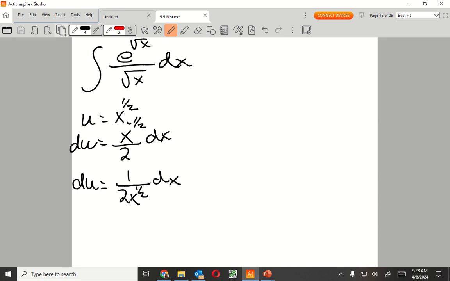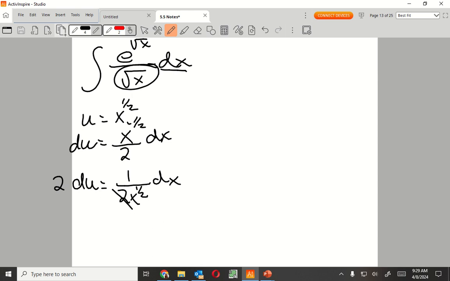Now, can you see it from here? What do I do now with this? Multiply by 2, very good. So if I multiply by 2, I'm going to have a 2 out here. But isn't this x to the 1/2 on the bottom the same as this x to the 1/2 on the bottom there? So that's key right there, that it's going to fit together like that. So I'm going to replace this and this together with 2 du.